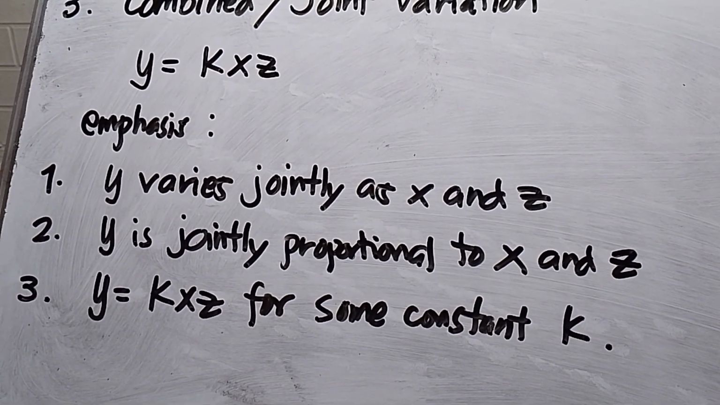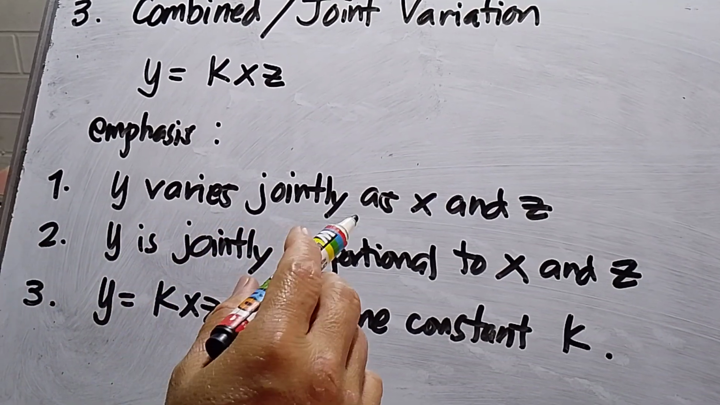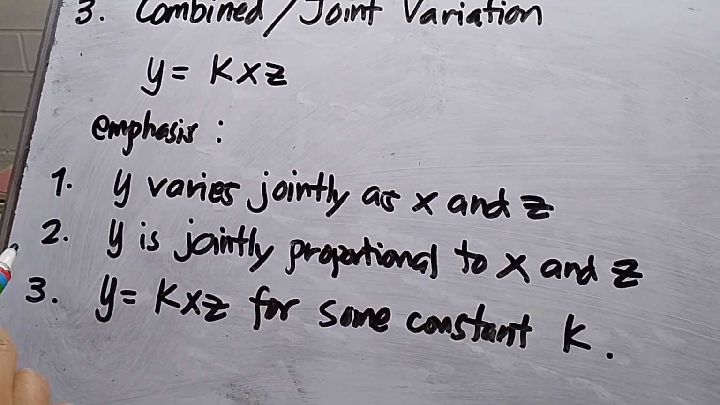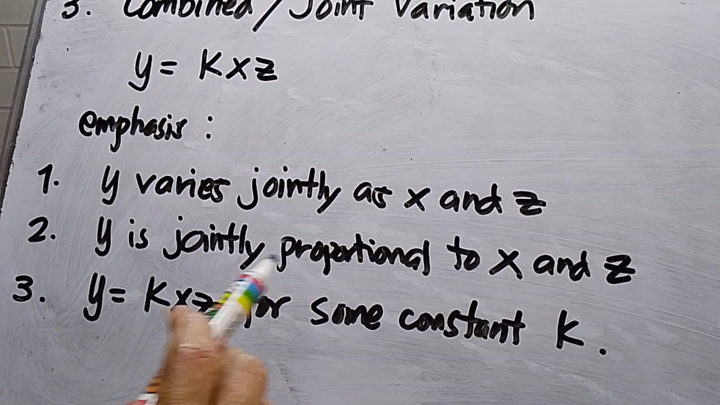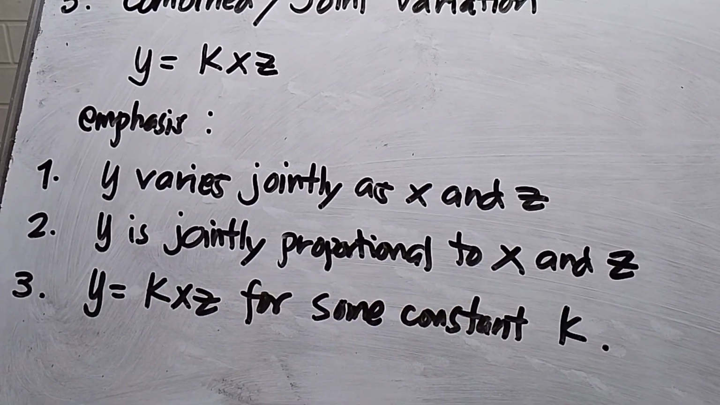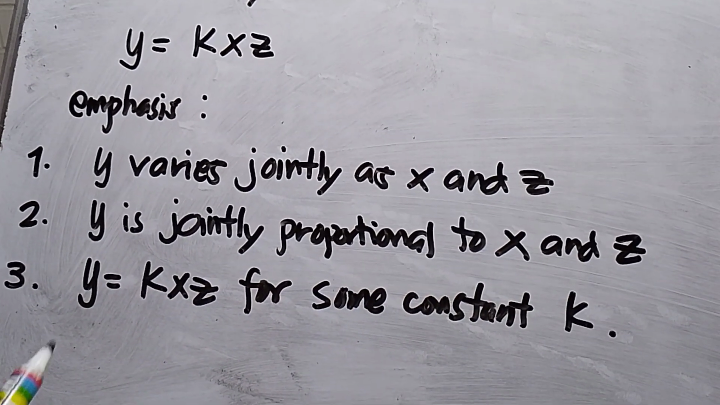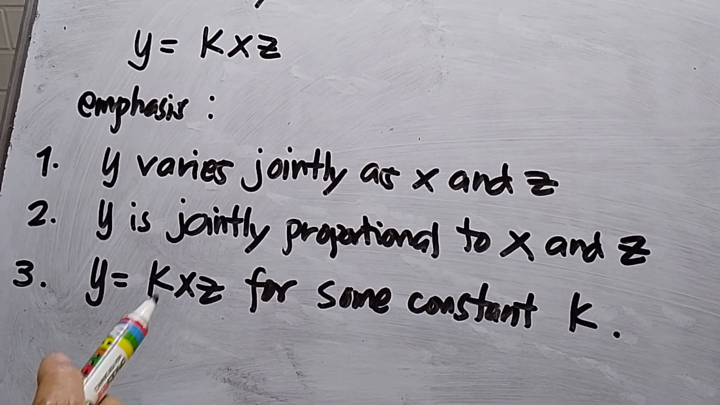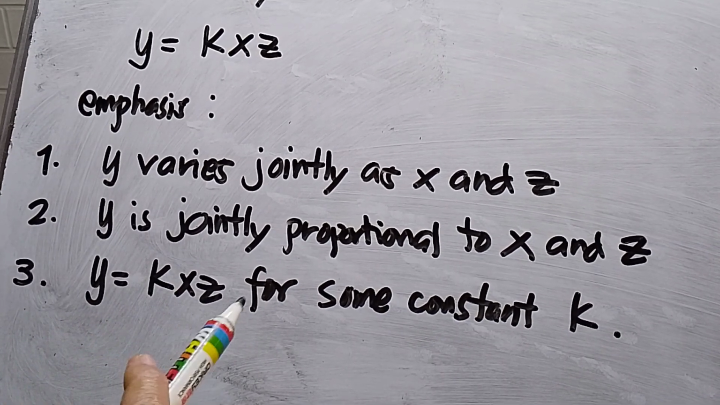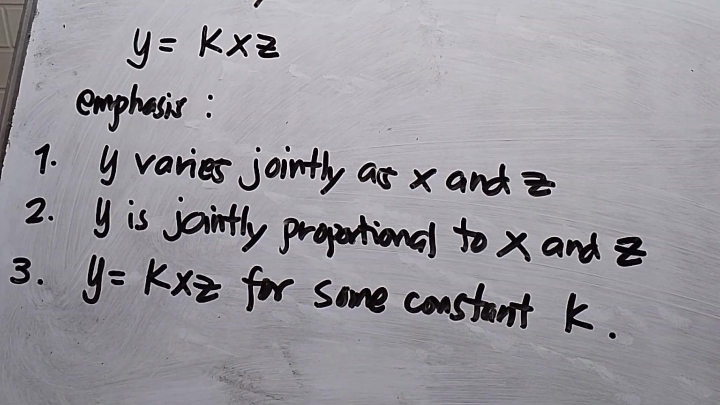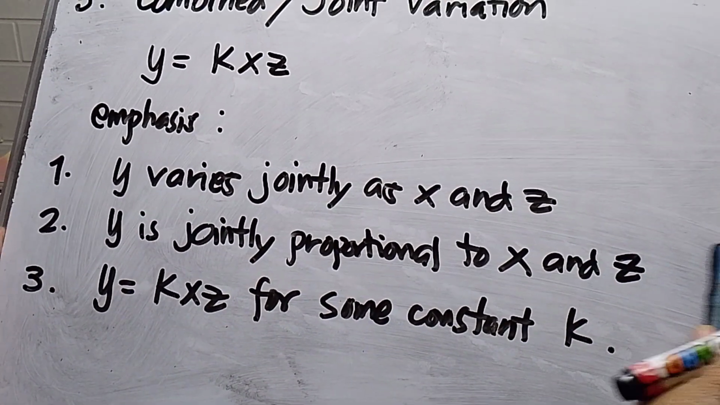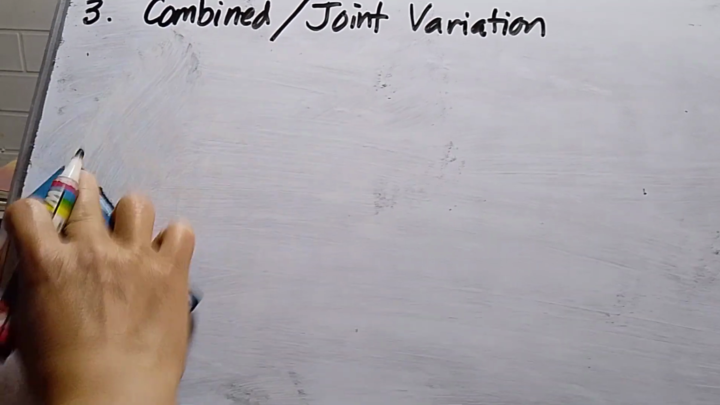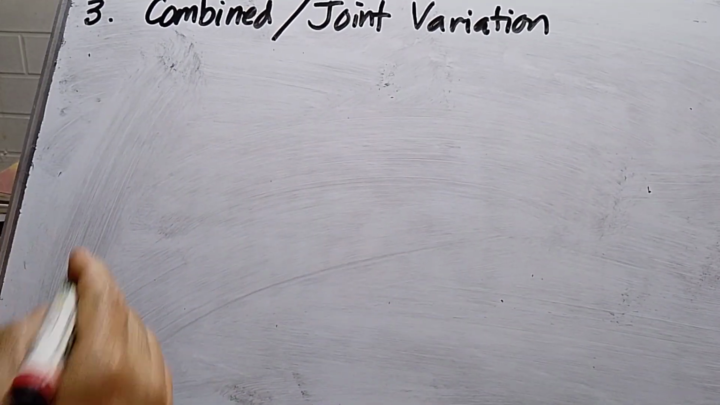Emphasis: number 1, Y varies jointly as X and Z. Number 2, Y is jointly proportional to X and Z. And the third, or the last, Y is equal to K times X times Z for some constant K. Now let's go to an application for this variation, the combined or joint variation.